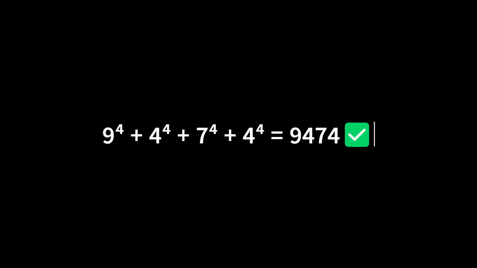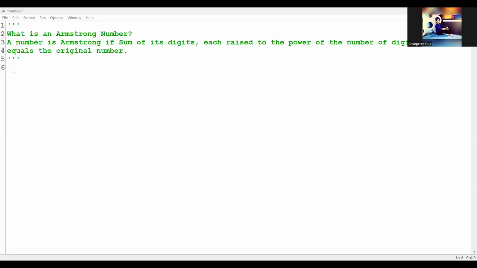Take 9474. It has 4 digits, so we raise each digit to the power of 4 and sum them up. If the result matches the original number, it's an Armstrong number. Now let's write a Python program to check whether a number is an Armstrong number or not. Open your Python editor and follow along.